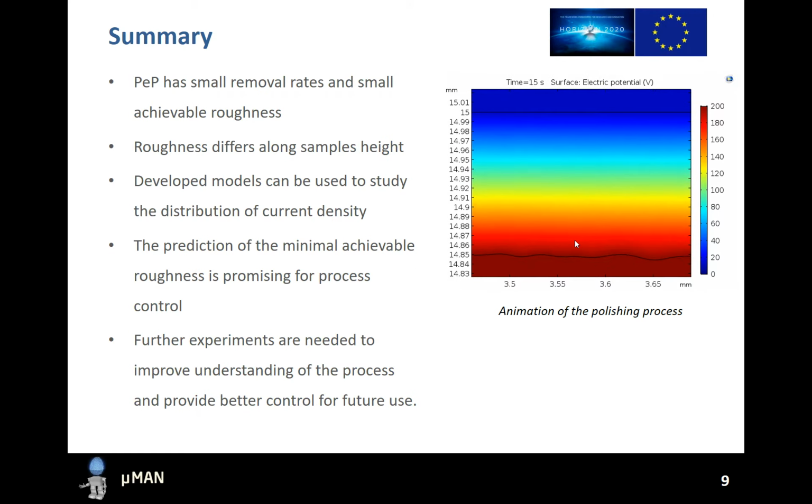So the next conclusions can be drawn. PEP has small removal rates and small achievable roughness. Roughness differs along sample height. Developed models can be used to study the distribution of current density. The prediction of the minimal achievable roughness is promising for process control. And further experiments are still needed to improve understanding of the process and provide better control for future use.